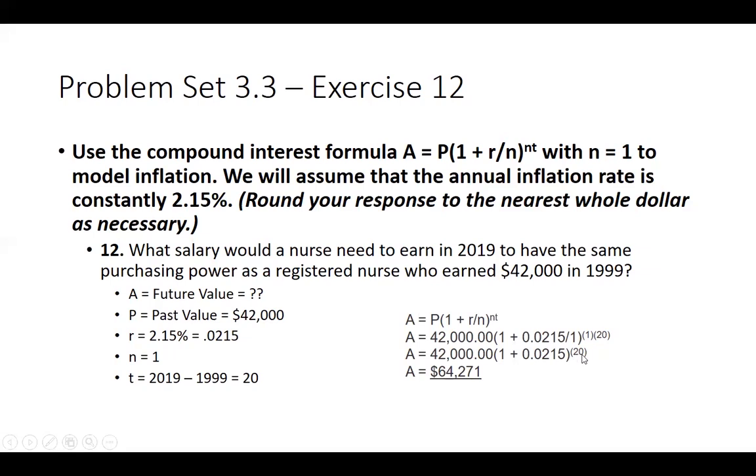Raise that to the 20th power, keep it in the calculator, multiply by 42,000, and then rounded to the nearest whole dollar, we have $64,271.